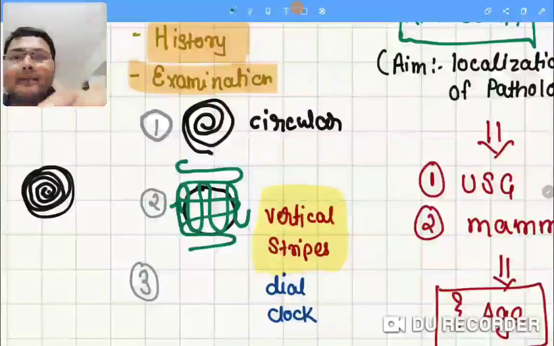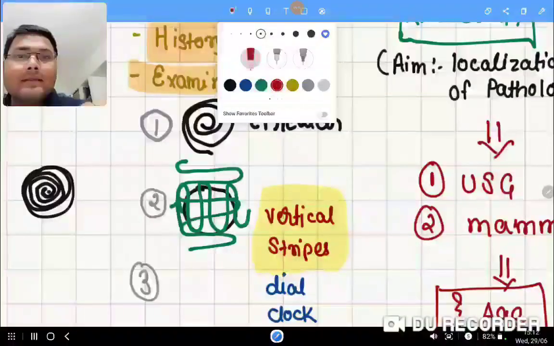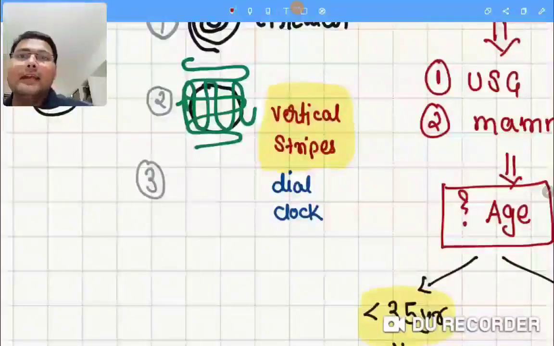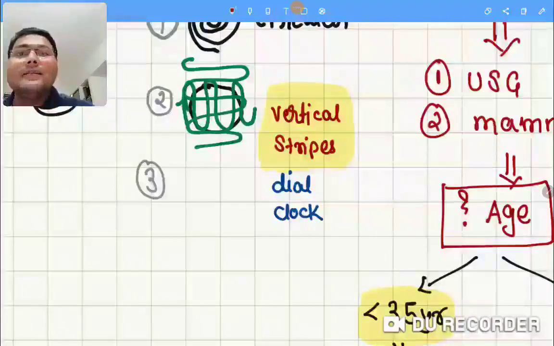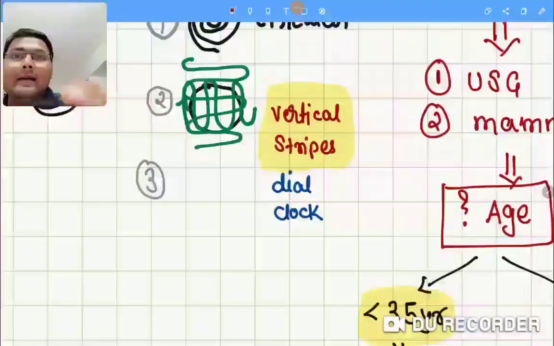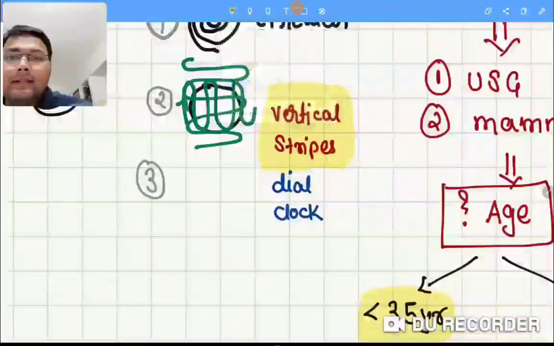The third method was explained by AIIMS New Delhi, and it was asked in the AIIMS examination also. So which is this method? This method is the dial clock method. We'll talk about the dial clock method.